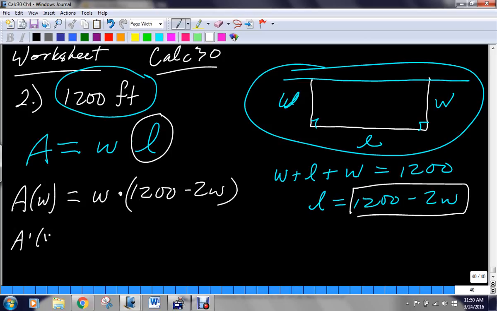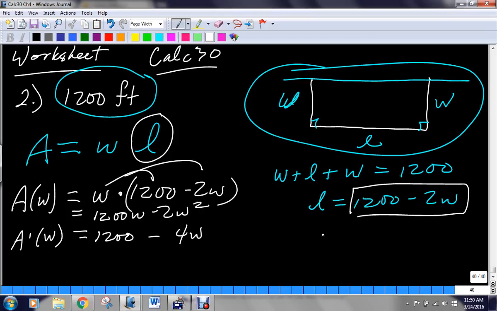So the derivative of that, well, I guess first we probably could multiply this out like we did last question. So that's actually 1200W minus 2W squared. That is going to be easier for us to work with. The derivative, 1200 minus 4W. Everyone good with that? Okay. What I'm going to do here now is I'm going to give you just a minute. I want you to finish this. Just do what we did for that last question. Take a moment and finish this question, and I'll show you the answer in a minute.